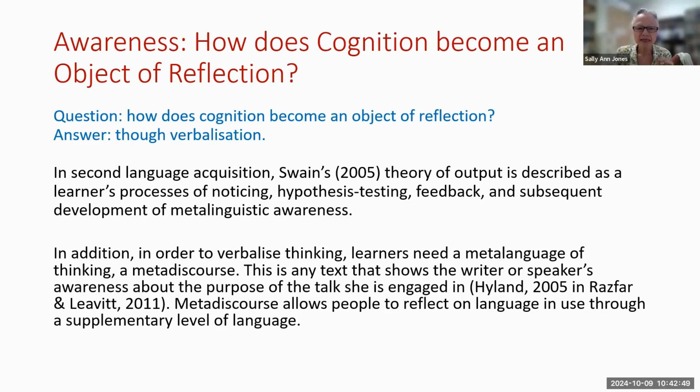Another important idea is that in order to verbalize thinking and language, we need a meta-language called a meta-discourse. So we need another layer of language, a meta-discourse that operates at a higher level than language in use. The meta-discourse could include mental verbs like explain or compare. That meta-discourse allows us to talk about the language in use. So it distances us and works at that meta level. So it allows us to reflect on language and thinking.